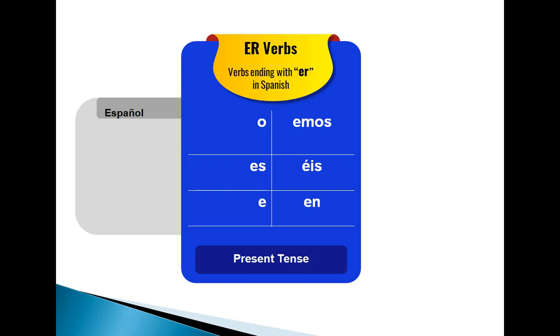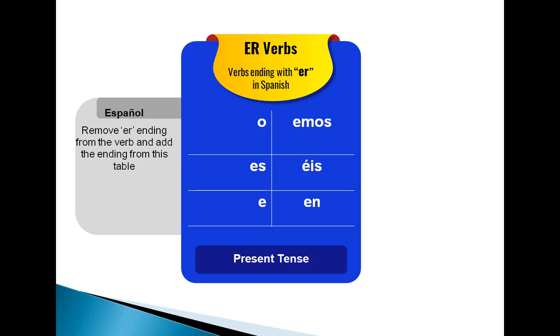So in AR verbs we saw that we have certain endings for each of the yo, tú, usted, nosotros, vosotros, ustedes forms. Same rule applies over here. We remove the ER ending from the verb and add the ending from this table. Each of these charts represents all the 6 forms.